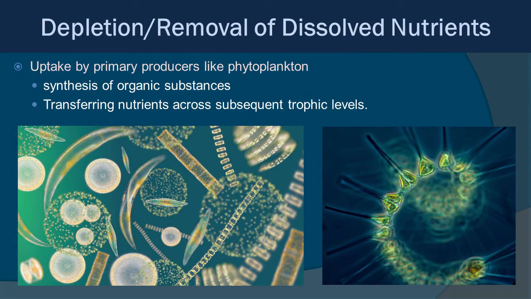Now that we've talked about replenishment, let's talk about depletion and removal of dissolved nutrients. First up, we have uptake by primary producers, which is a great place to start. Remember, phytoplankton, everything that goes through photosynthesis, these are the things that are essentially synthesizing organic substances, and that transfers nutrients across all the other trophic levels. Now we know in the marine environment, phytoplankton are a huge part of that process.